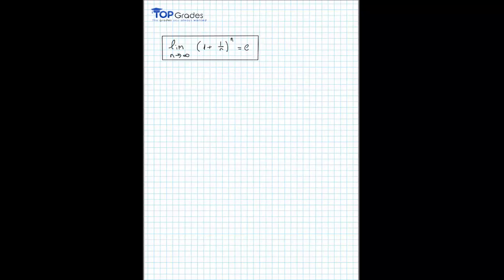Let's take a look at this example. The limit as n approaches infinity of (1 + 2/n) to the power of 5n + 1. First of all, we plug in infinity. We get 1 plus 2 divided by infinity, to the power of 5 times infinity plus 1. It will give us 1 plus 0 to the power of infinity, and that's 1 to the power of infinity.